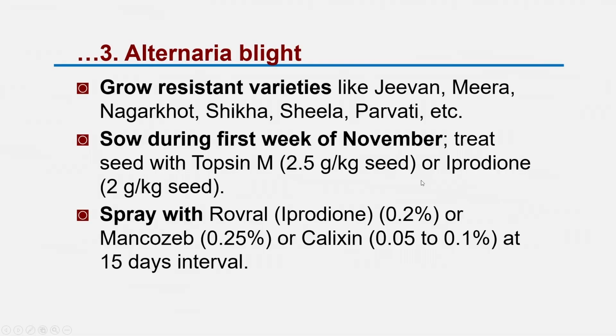So, what can be done? What are the control measures for Alternaria blight? Grow resistant varieties like G1, Meera, Nagarkot, Shikha, Sheela, Parvati, etc. Sow during first week of November. Treat seed with Topsin M, 2.5 gram per kg seed, or Iprodione, 2 gram per kg of seed, and spray with Rovral, Iprodione 0.2% or Mancozeb 0.25% or Calixin 0.05 to 0.1% at 15 days interval.